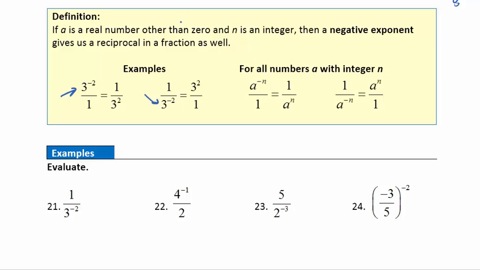So let's look at the generalized form. This says, okay, if a is a real number other than 0 and n is an integer, then a negative exponent gives us a reciprocal in a fraction as well. And so here we are, a any number, n any integer. Anytime I have a negative exponent and my factor is in the numerator, I'm going to just move it to the denominator to get rid of the negative exponent. And vice versa, if I have any factor that starts in the denominator with a negative exponent, I can move it to the numerator to get rid of that negative exponent.